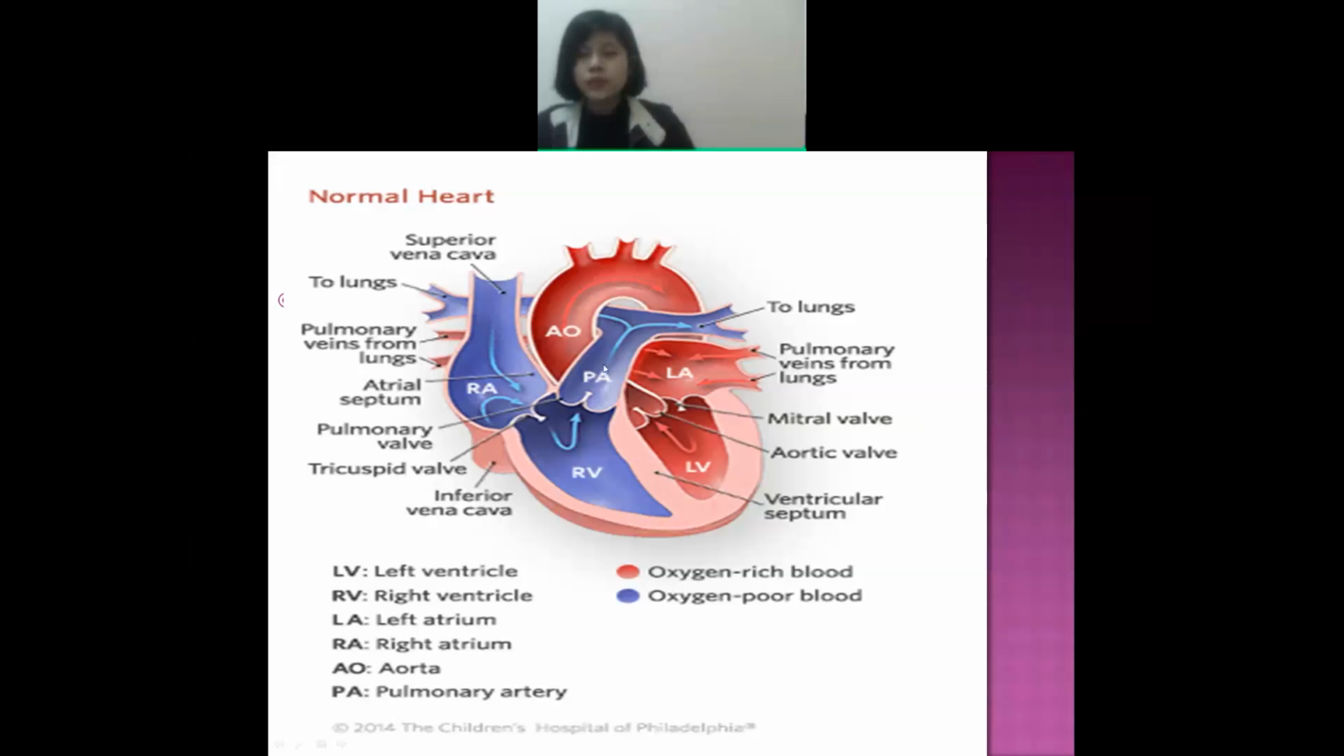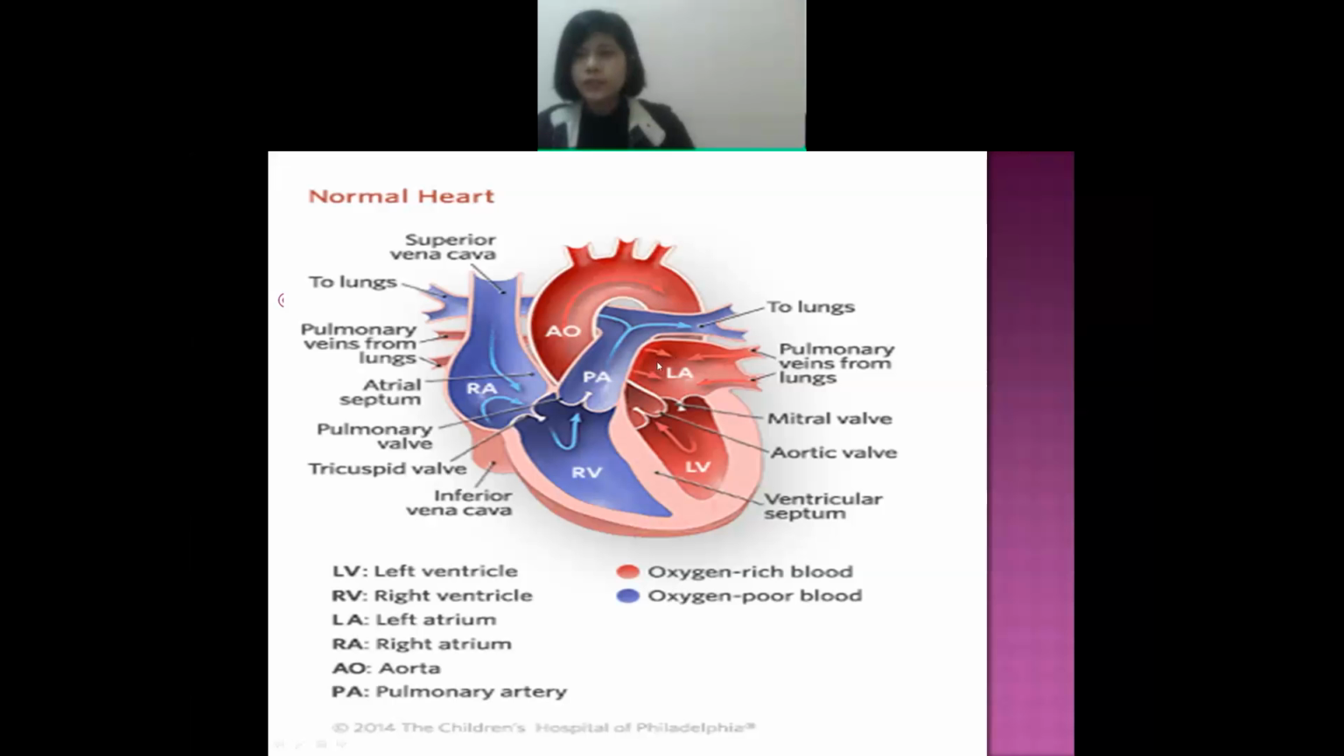So the oxygenated blood will now enter the heart again. That is through where? Through the pulmonary veins. This is the pulmonary vein, this side. And here also the pulmonary veins are there, this side. So after entering the pulmonary veins, where will it enter again? In the left atrium.